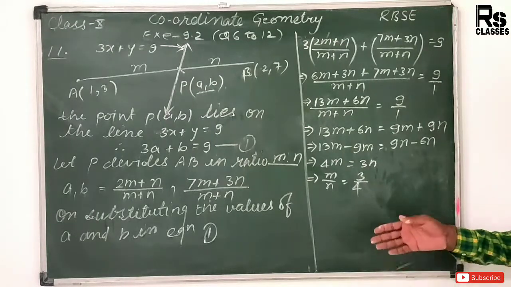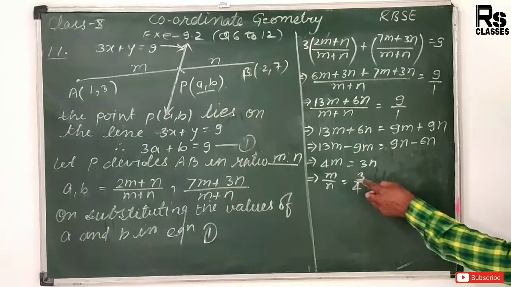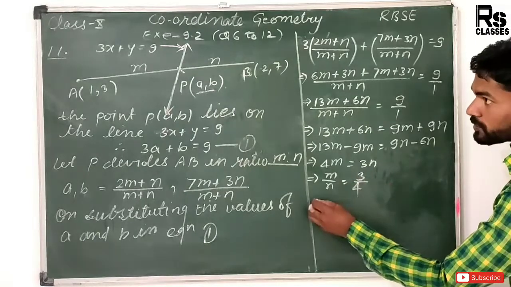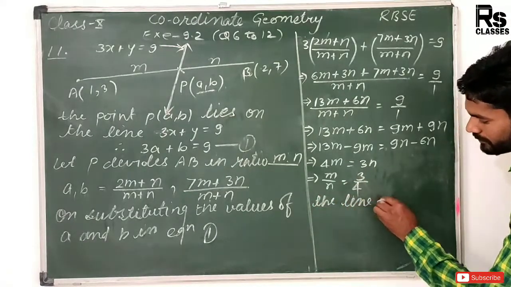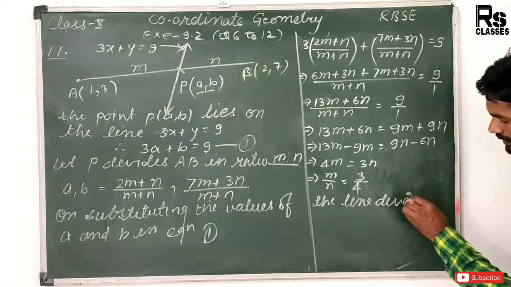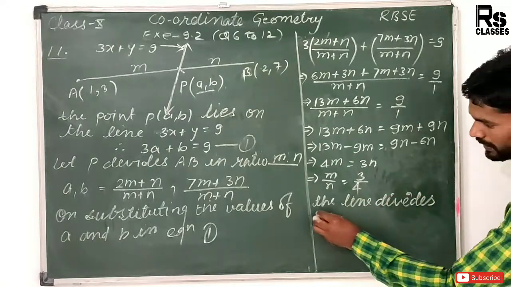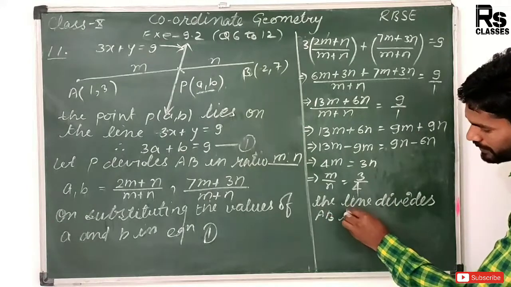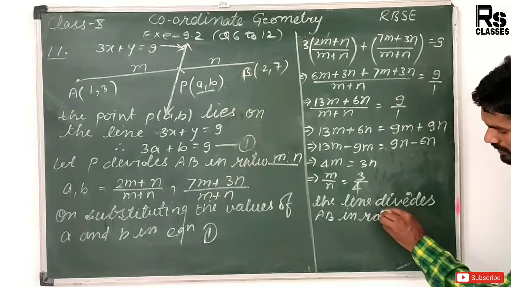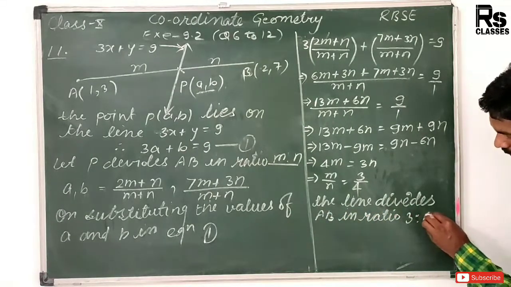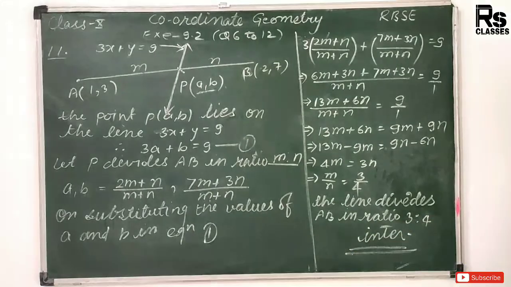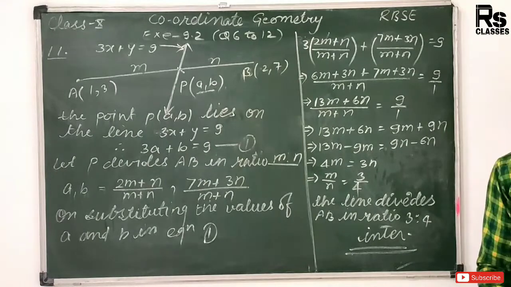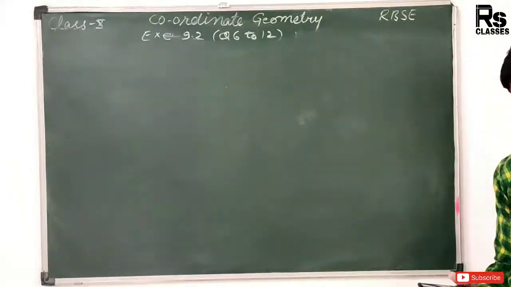Now we will check whether it is internal or external. Check here. The sign is positive. So the line divides AB in ratio 3:4 internally. Okay, student. So it is the answer of question number 11. Note it down.